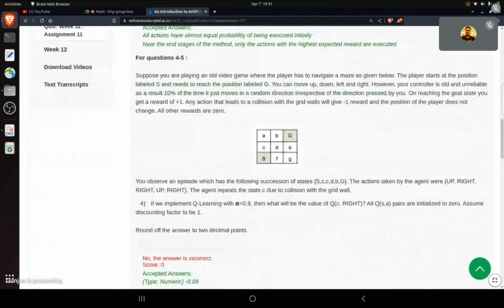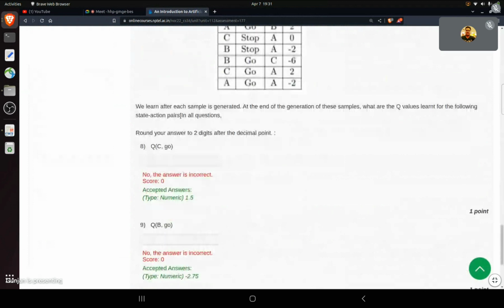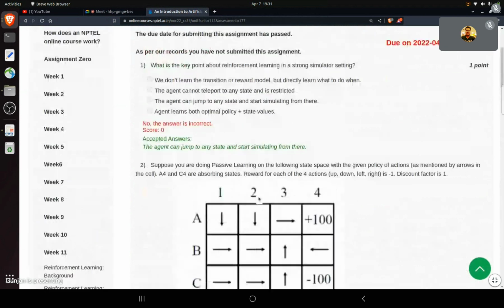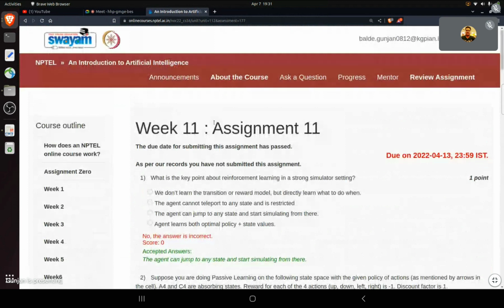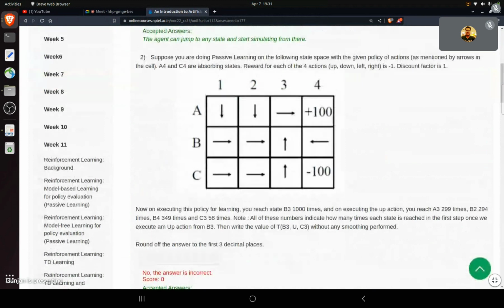So, how do you want to proceed? I would like you to at least solve one Q learning problem and one TD learning problem. That should clear everything for us.